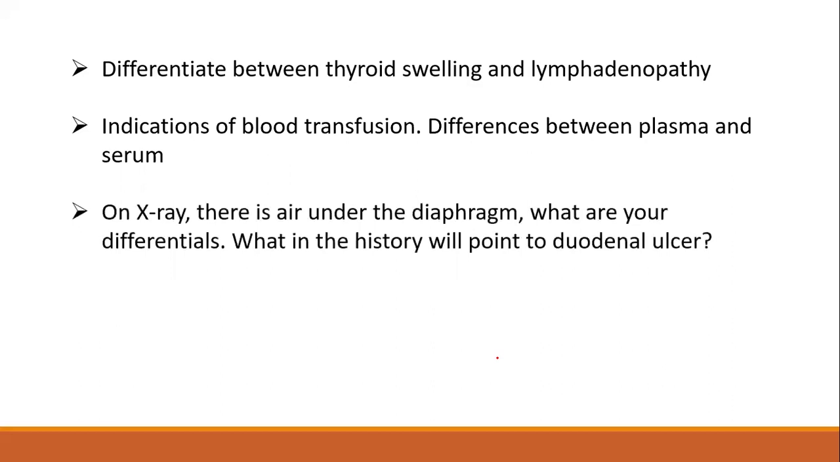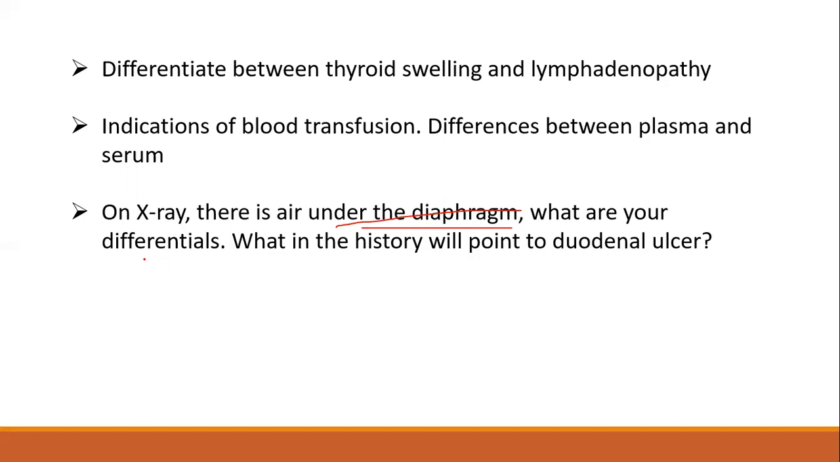So we have an x-ray, and on the x-ray, there is air under the diaphragm. What are your differentials? Those who have been following my YouTube videos, we did an x-ray of the chest. And we said, if you have air under the diaphragm, especially on the right side, it is not a good thing. It is always an indication of what? Pneumoperitoneum. And you don't want to have that.